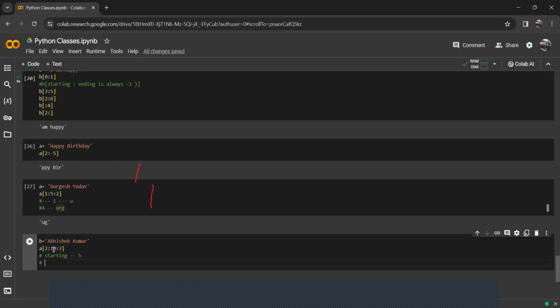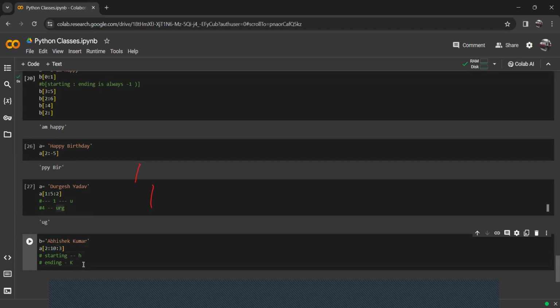The ending value will be 10 minus 1, which is 9. 0, 1, 2, 3, 4, 5, 6, 7, 8, 9. What will the ending value be? Again, just understand. 0, 1, 2, 3, 4, 5, 6, 7, 8, 9. Is the ending value K or U? So the ending value is our K, which means we have to take from H to K.